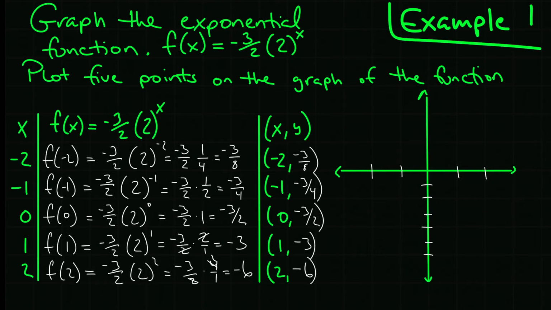Now we plot. At x is -2, I should be at -3/8. -3/8 is close to -1/2. So that'll be somewhere close to here. At -1, I'll be at -3/4. So that'll be closer to -1. At 0, I'll be at negative 3/2, which is 1.5. At 1, I'll be at negative 3.